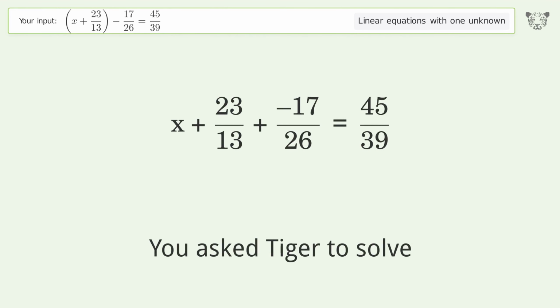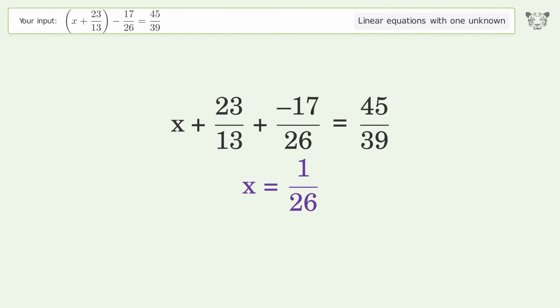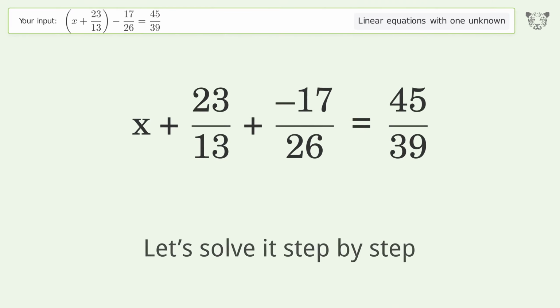You ask Tiger to solve. This deals with linear equations with one unknown. The final result is x equals 1/26. Let's solve it step by step.